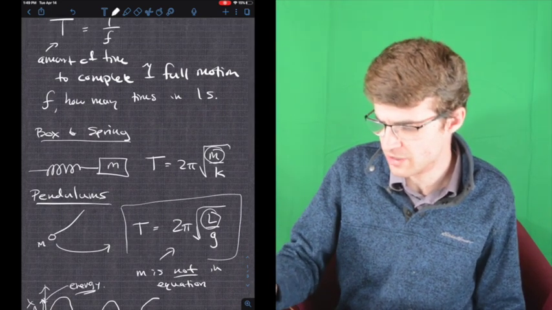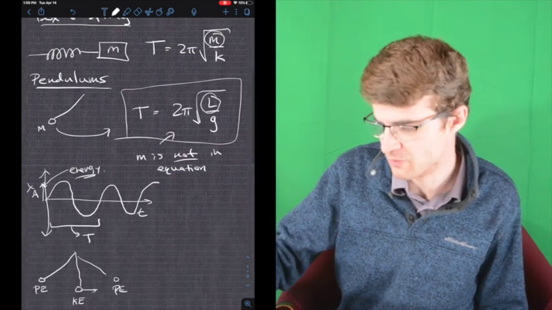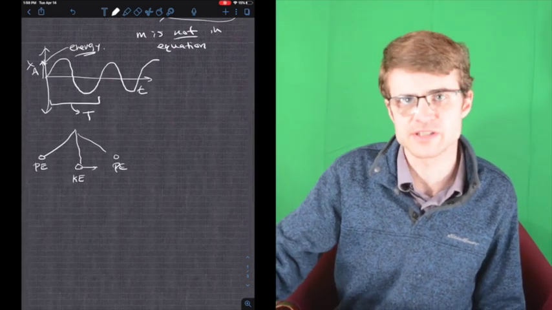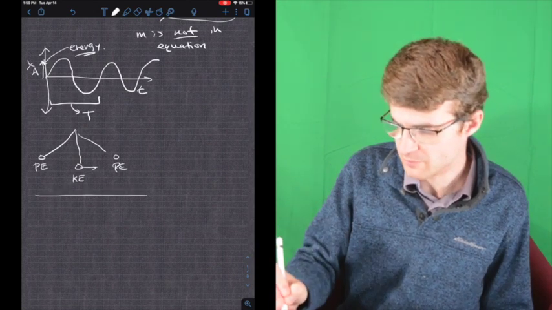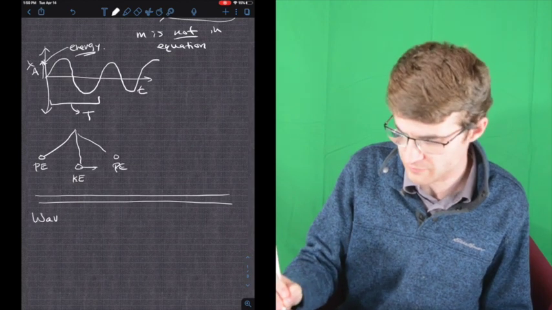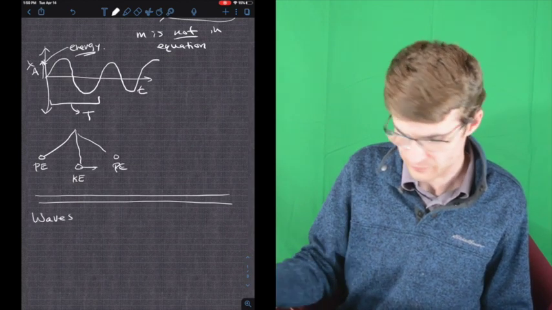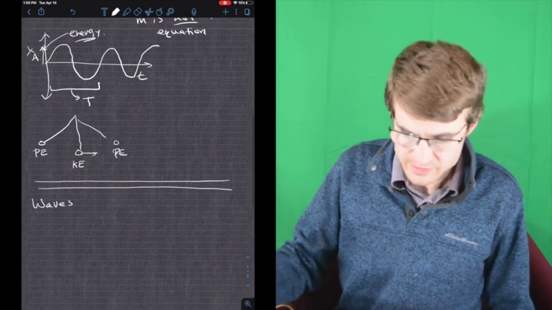Remember that pendulums have this interesting property that there is an independence with mass, and that will be something that you'll see tests exploit again and again and again. So I'm going to put a little divider here in my notes, and we're going to talk about waves, a little bit of a change of pace here.